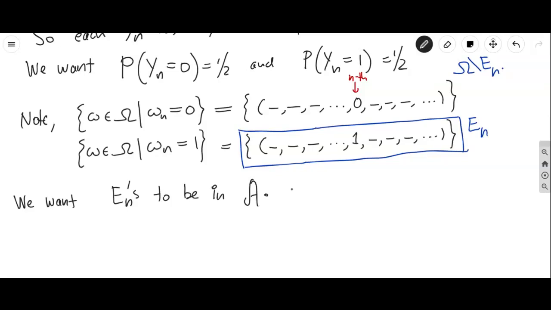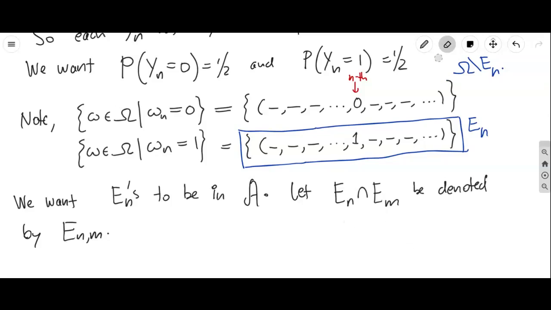Now, what else do we have? Well, we have intersections. So let En intersect Em be denoted, more simply, by E n comma m, let's say for n not equal to m. Otherwise, I mean, they could be the same, but then it's just the same event.